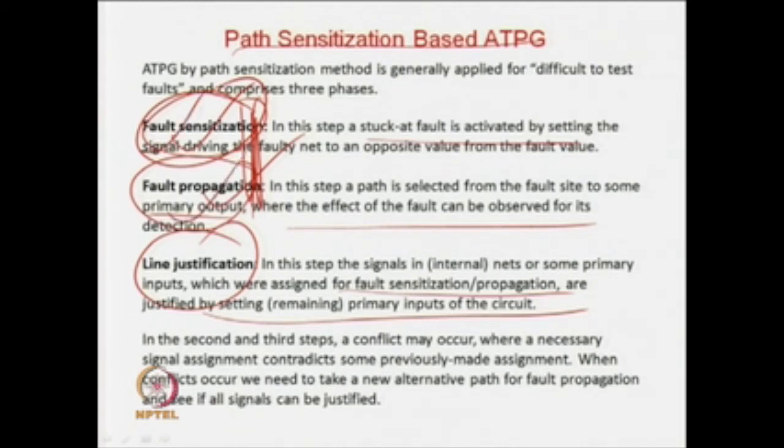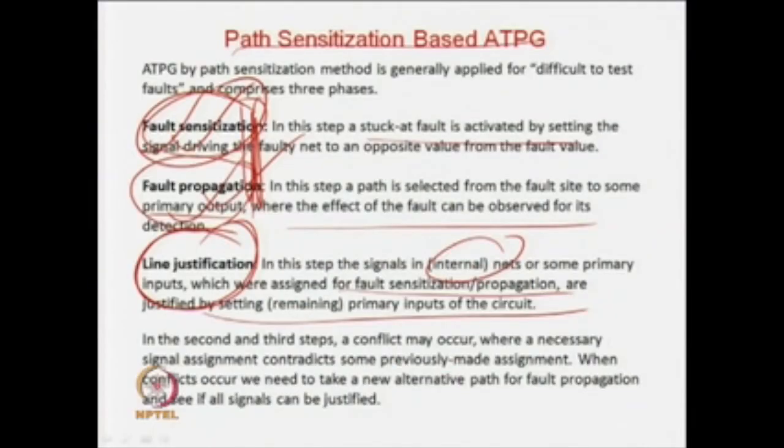Like for fault sensitization, what was the assignment? The assignment was, if it is a stuck-at-0 fault we apply a 1, and if it is a stuck-at-1 fault we apply a 0. So, on internal nets we set some voltage. Like fault propagation, that means we set some primary inputs and some internal lines so that the fault effect is propagated to the output.